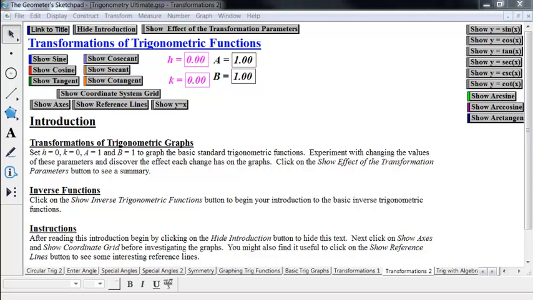Okay, we're going to follow up with another video on transformation of trig functions. This time we're going to be using the second tab, Transformations 2, in this Trigonometry Ultimate sketch. And like the last one where we could change parameters h, k, a, and b, those parameters are going to mean exactly the same thing that they did in the last video. But this time instead of doing them with sliders, we can actually type in values.